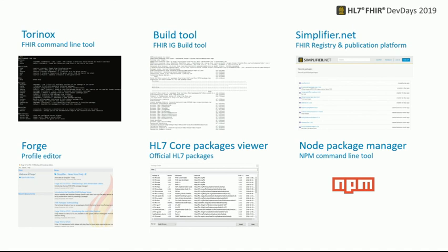Last but not least, the profile editor, Forge, also uses packages already, and that means you don't have to search for individual profiles or download them from the HL7 website. You can just say on the screen, please install HL7 Core for me, and you will get the whole specification in your cache, and you can work with it.